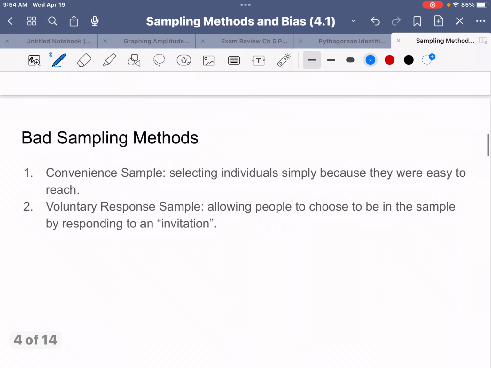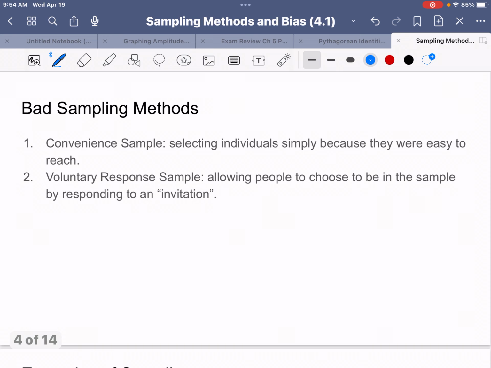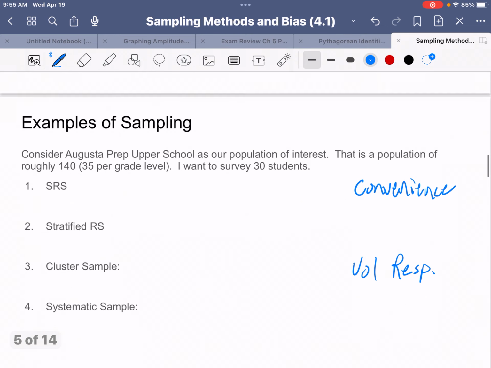Oh, wait a minute, one more slide first. There are 2 bad sampling methods. A convenience sample is where you simply select individuals because they were easy to reach. Convenience samples are no good because you didn't randomly choose the people. Then you have the voluntary response sample, which is allowing people to choose to be in the sample themselves by responding to some sort of invitation. Hey, call in. Hey, answer this email. Those are bad sampling methods.